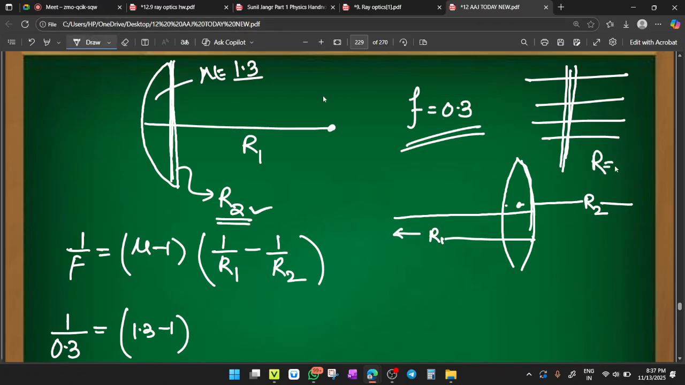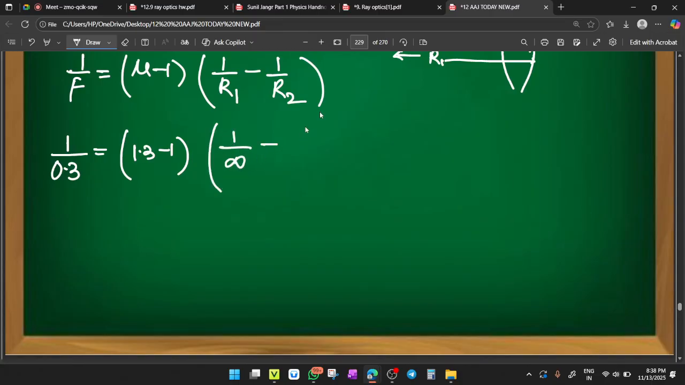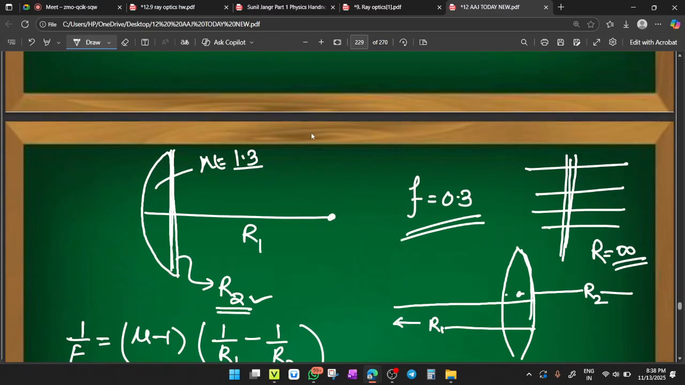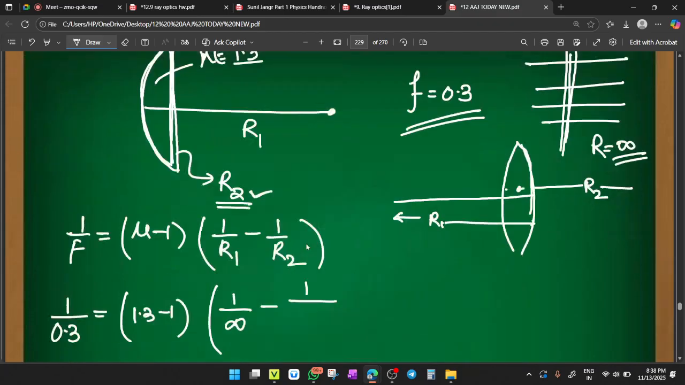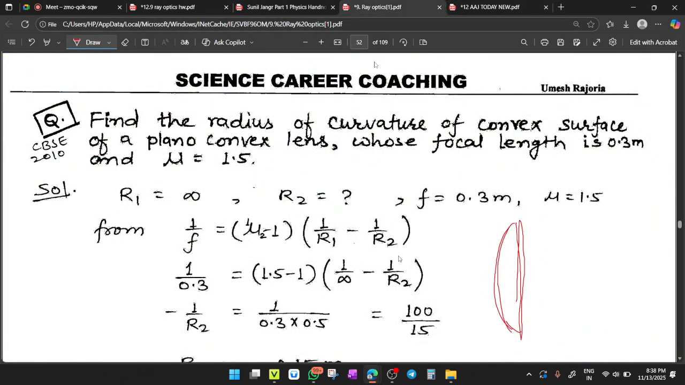For a flat surface, where is the center of curvature? It will be up to infinity. Yes or no? So you can place here, it is equals to 1 upon infinity minus 1 upon R2. Yes, this is for R2. The radius of curvature for the second surface you have to find, so consider it as R2. Now it will be 1 upon 0.3. Yes, check it from the solution.